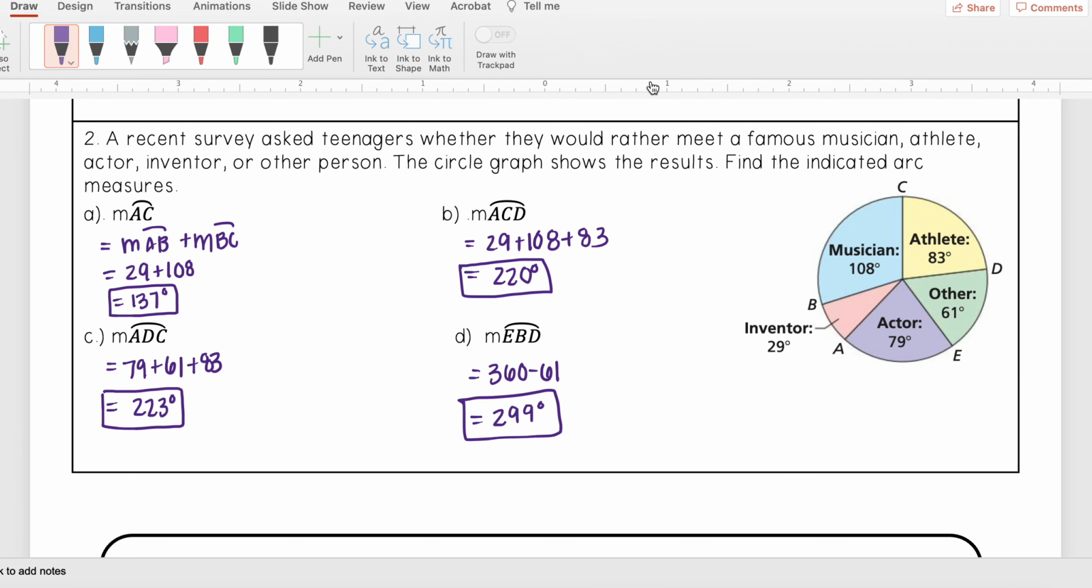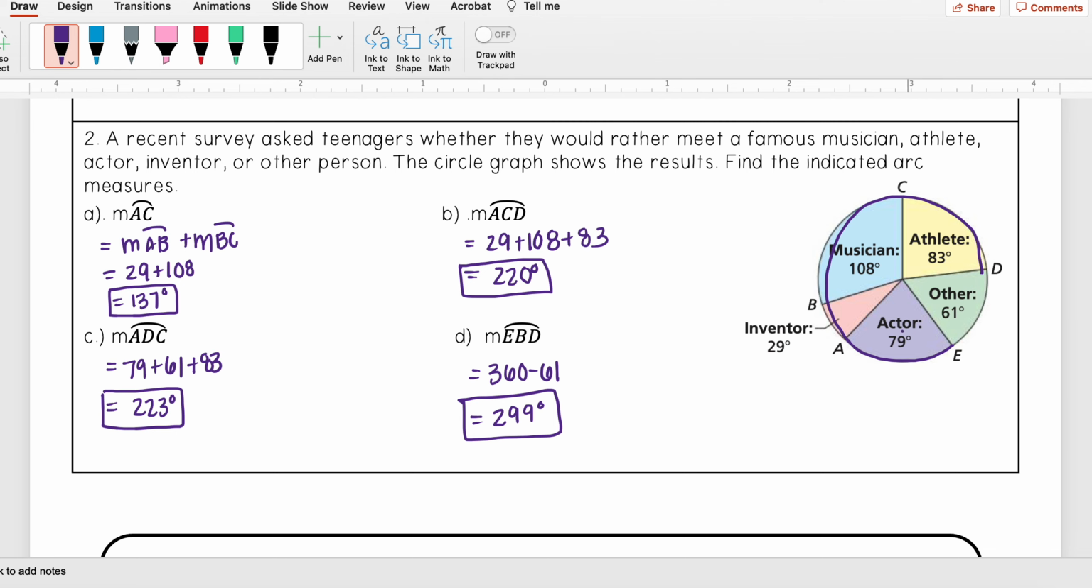So these are the answers that you should have gotten for the last 2. ADC, you really need to make sure you are careful with the order of those letters. ADC is really this part here, so it's going to be different from ACD. And then there are a couple different ways you could have done part D. Part D is asking for EBD, so that is almost the entire circle except for my part DE.